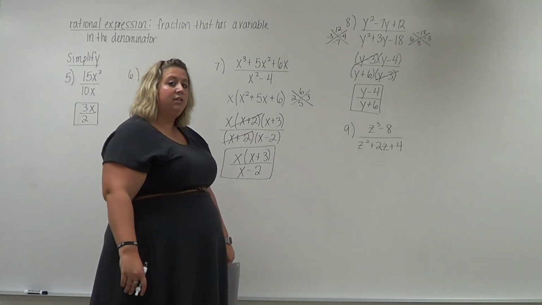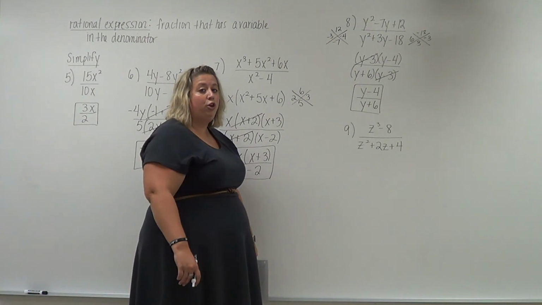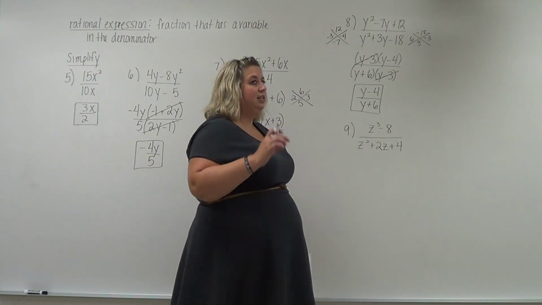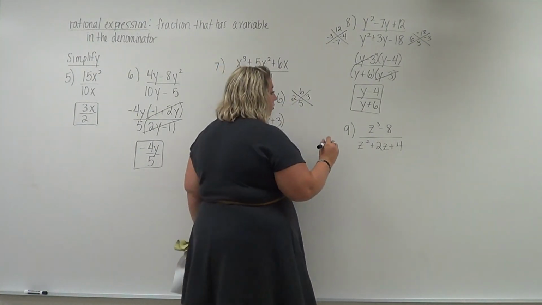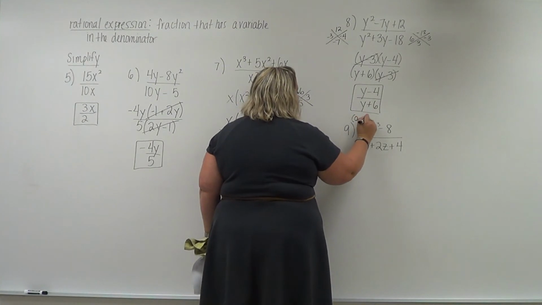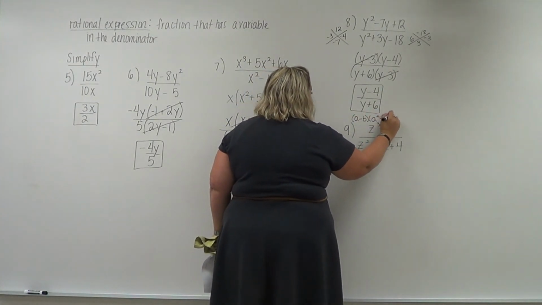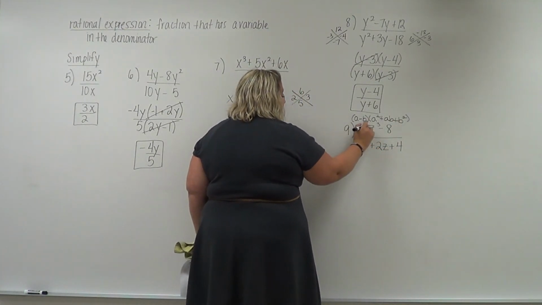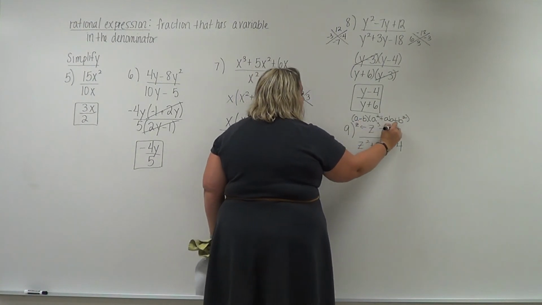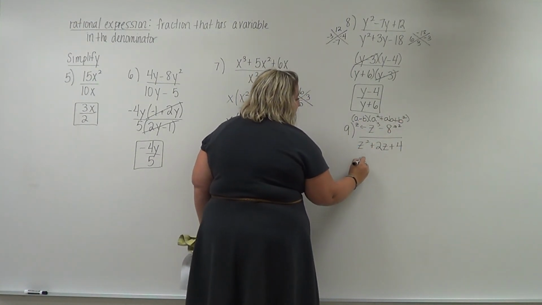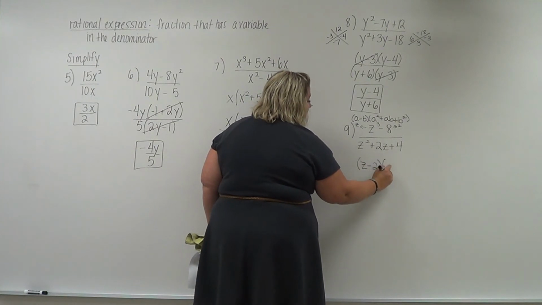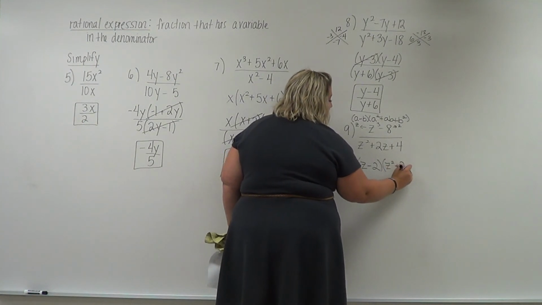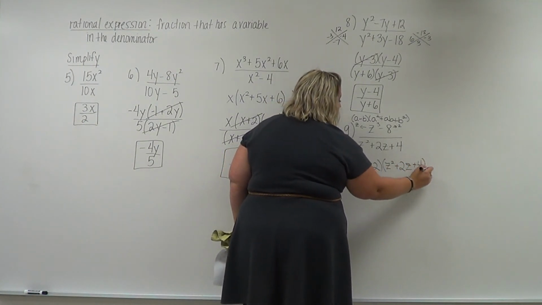Okay, we're going to do one more of these. I just want to make sure you remember your cubes. This is a difference of cubes. Okay, that's not z minus 2, z minus 2, z minus 2. This one you have to use your formula, a minus b times a squared plus ab plus b squared. So the top, cube root of z cubed is z, cube root of 8 is 2. So this would be z minus 2 times z squared plus 2z plus 4.